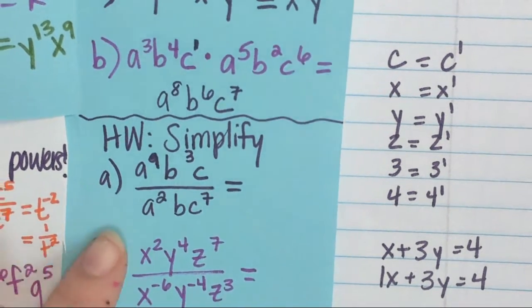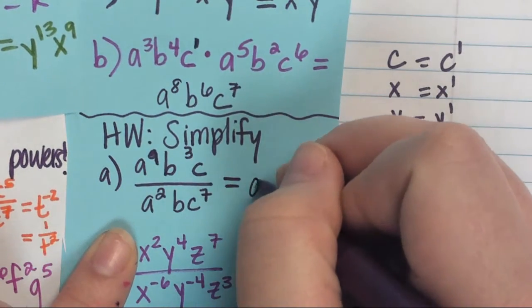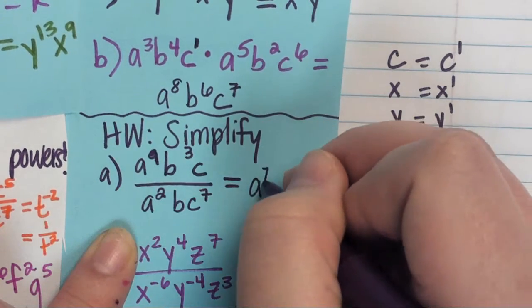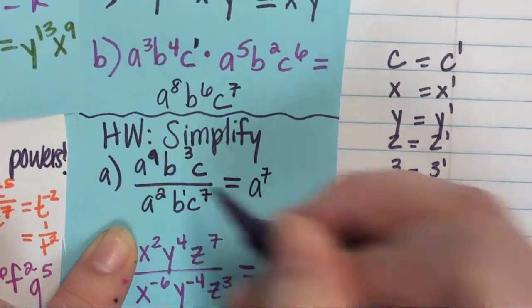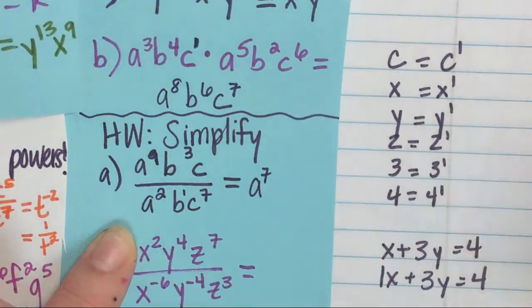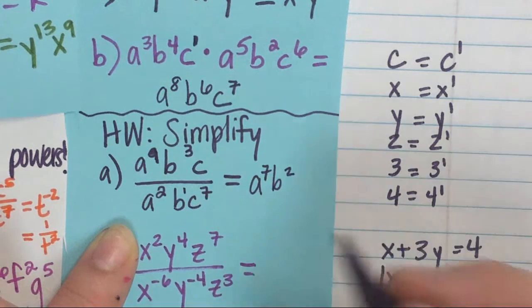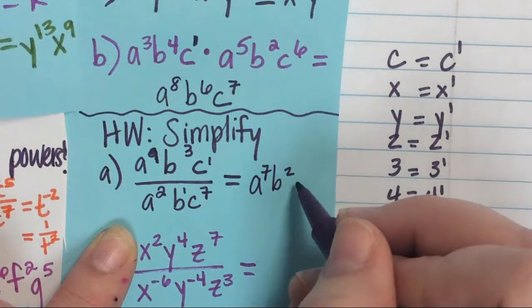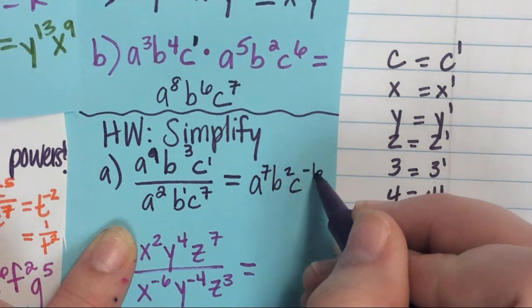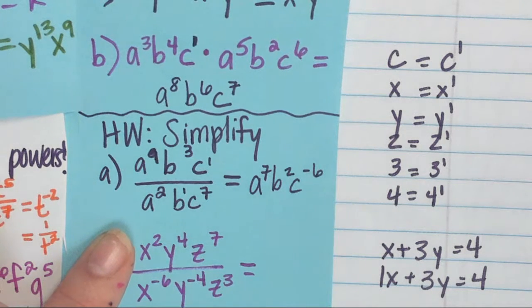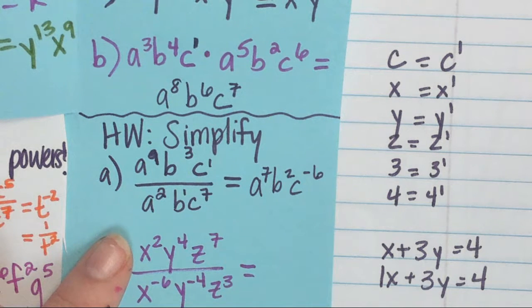Okay, and then on the next ones we need to subtract. So 9 minus 2 is 7. 3 minus 1, because there's an understood 1, is 2. 1 minus 7 is negative 6. Oh no. I saw one person had left it like this in their booklet. They would not get all their points.